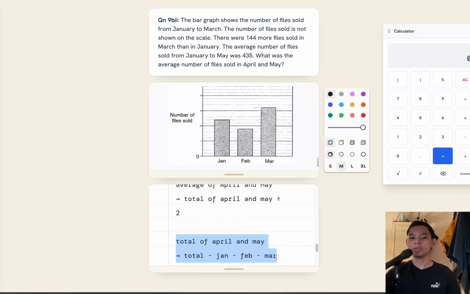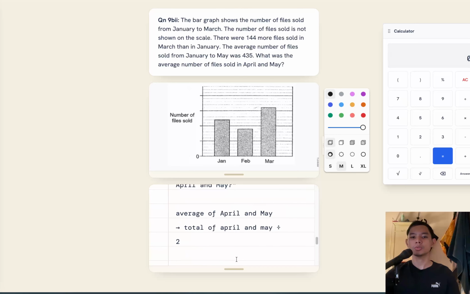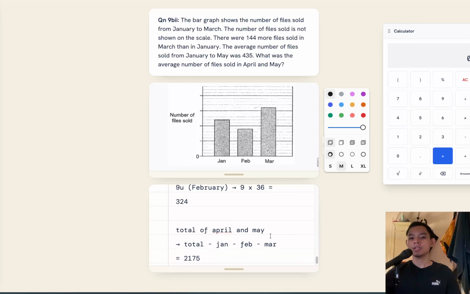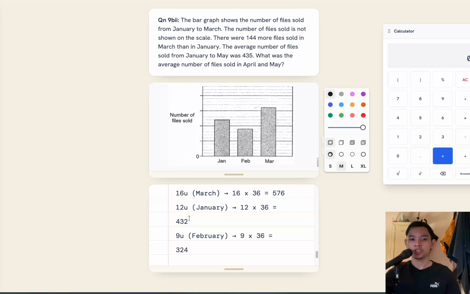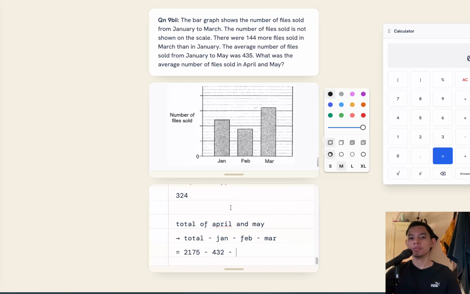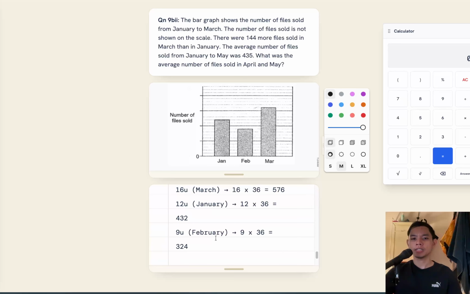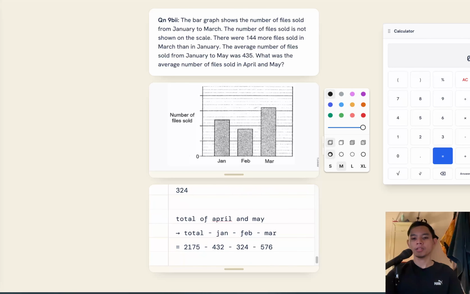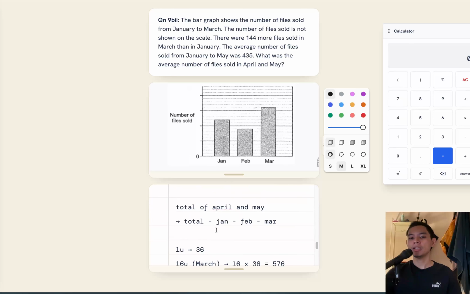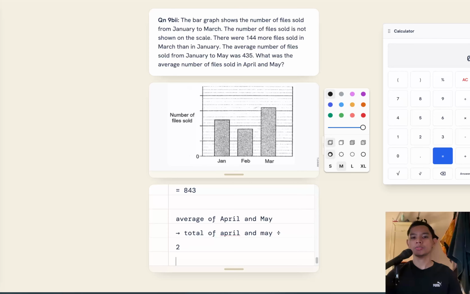So from here, the total of April and May is basically, what's the total that we have? 2175. Okay, and then we minus January, which is 432, minus February, which is 324, minus March, which is 576. That will give us 843. So now we know the total of April and May. Then we can have the average, which is the total of April and May, 843, divided by 2. And this will give us 421.5. Okay, there you go.